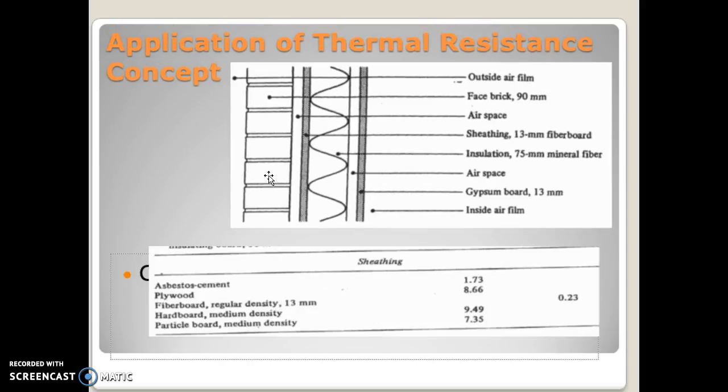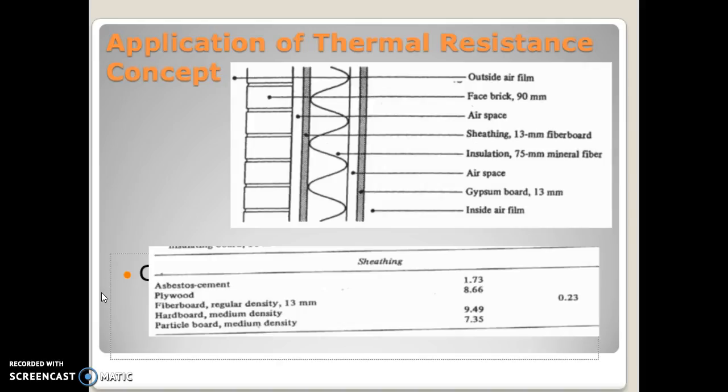Now let's take another component, which is this fiber board, which is 13 mm thick. This fiber board is offering a resistance equal to around 0.23 meter square Kelvin per watt.